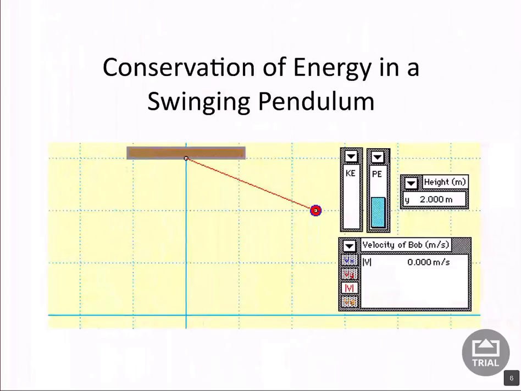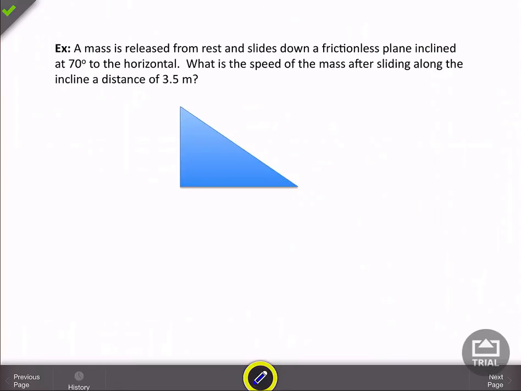Here's our second example. We have a mass that's released from rest and slides down a frictionless plane inclined at 70 degrees to the horizontal. I want to know what the speed of the mass is after sliding along the incline a distance of 3.5 meters. Again, this is a problem we know how to solve. If I'd asked you this a couple weeks ago, you would draw your free body diagram, write your Newton's equation, find the acceleration with Newton's second law, then use a kinematics equation to figure out the speed at the bottom. Totally doable, but it is a lot easier when you look at it from the lens of energy instead.